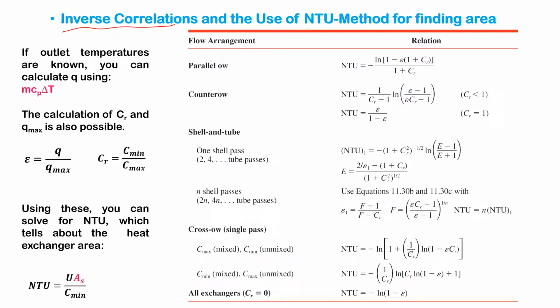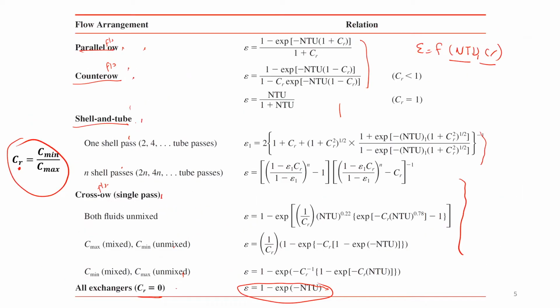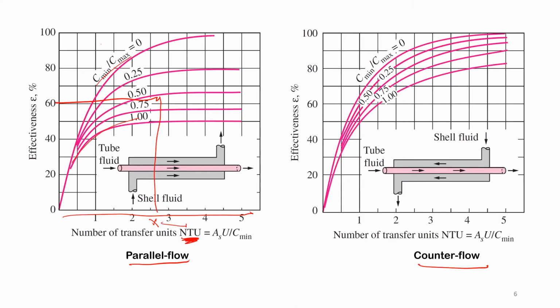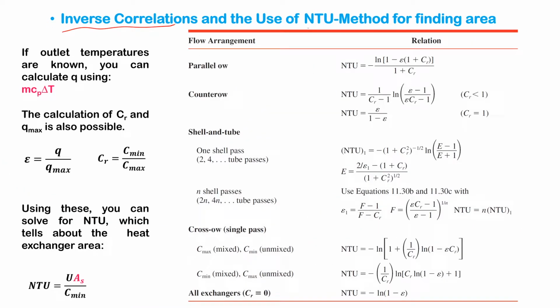Basically, if we rearrange these equations in terms of NTU rather than epsilon, these are called inverse correlations. So you can actually find the NTU, which hides the term area. That means I can use the effectiveness NTU method to calculate area using the inverse correlations. This does the same thing as the LMTD approach.